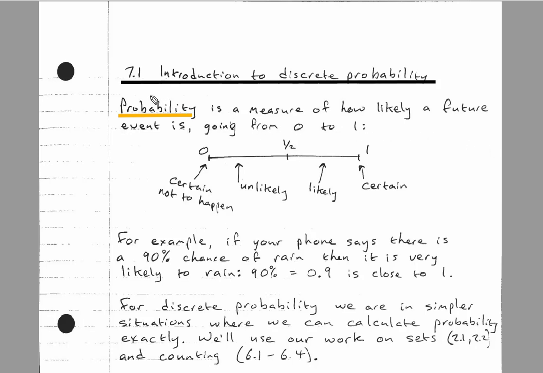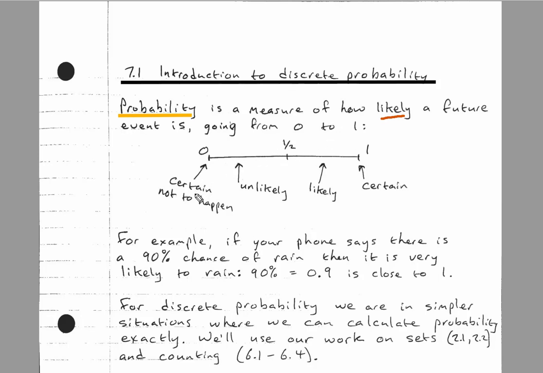The last section we look at is 7.1, Introduction to Discrete Probability. So what is probability? Well, it's a way to measure how likely a future event is, and it goes from 0 to 1. So probability, it's always a number. It has to be between 0 and 1.